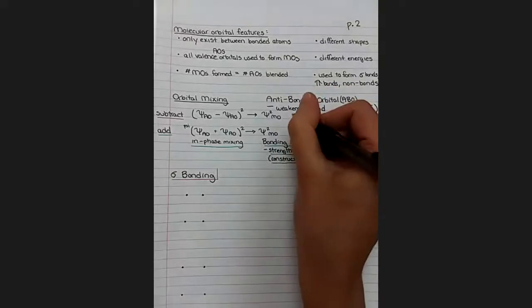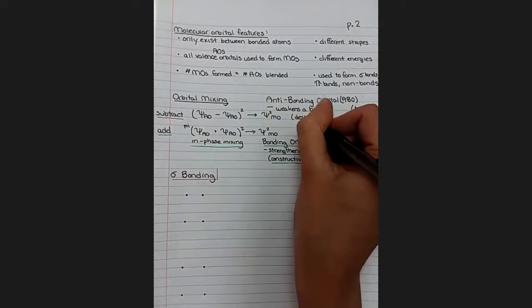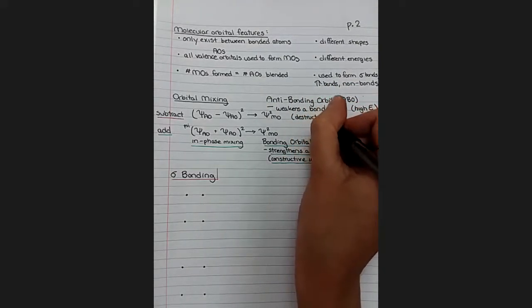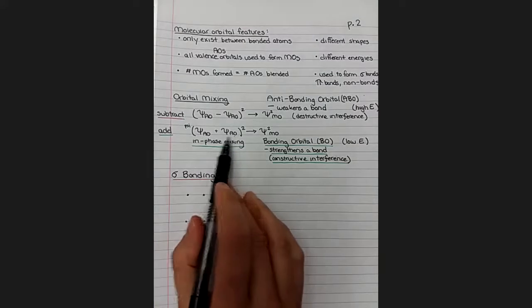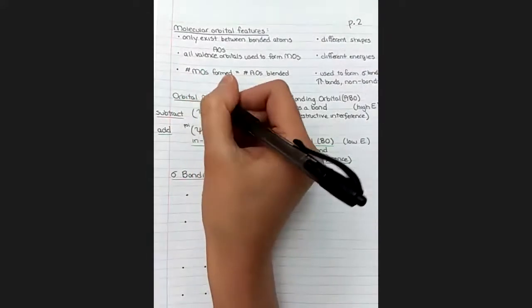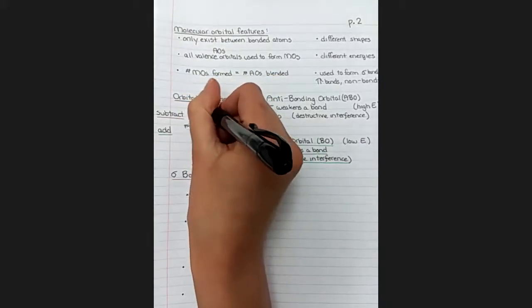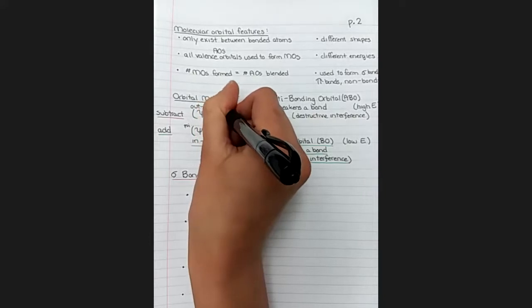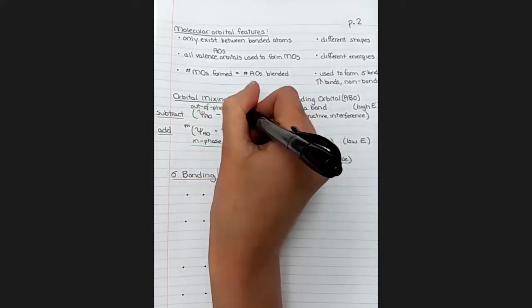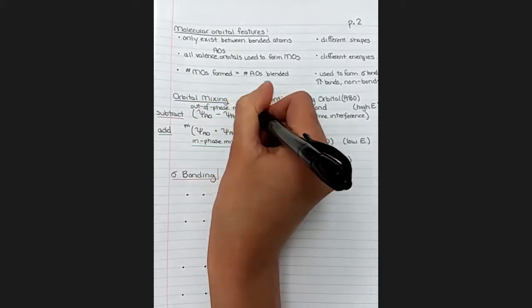And this is because it represents destructive interference, where the highest part of a wave overlaps with the lowest part of the wave, and the net sum is that they are canceled out. And so where the addition of the wave functions is called in-phase mixing, the difference is called out-of-phase mixing, because you line up the different phases of orbital lobes next to each other.